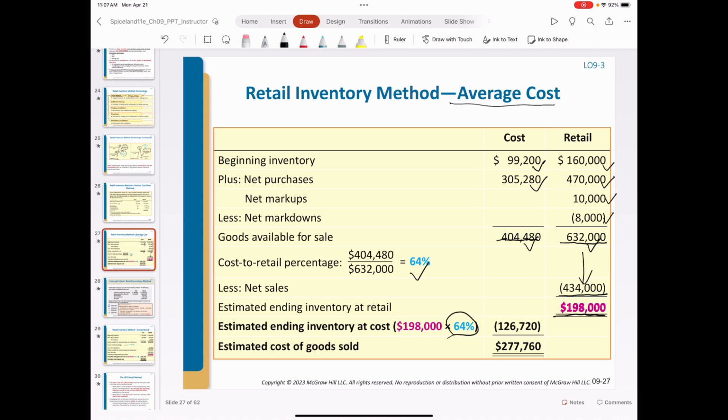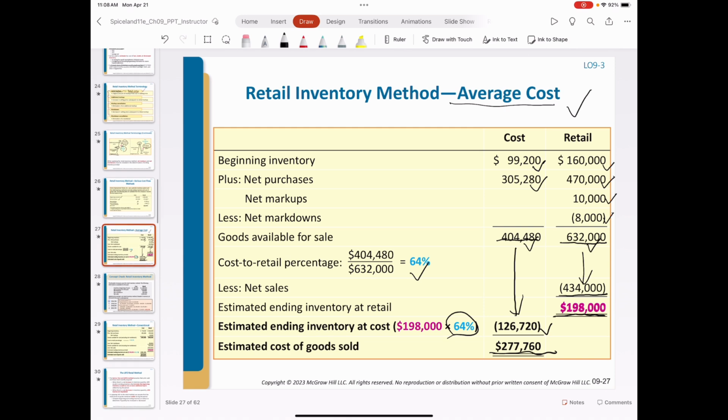Next, we multiply by the percentage. We have the ending balance of inventory at cost. We subtract the ending balance of inventory at cost from the goods available for sale at cost. We have the cost of goods sold. In this method, we treat all the inventory the same because it is the average cost method.